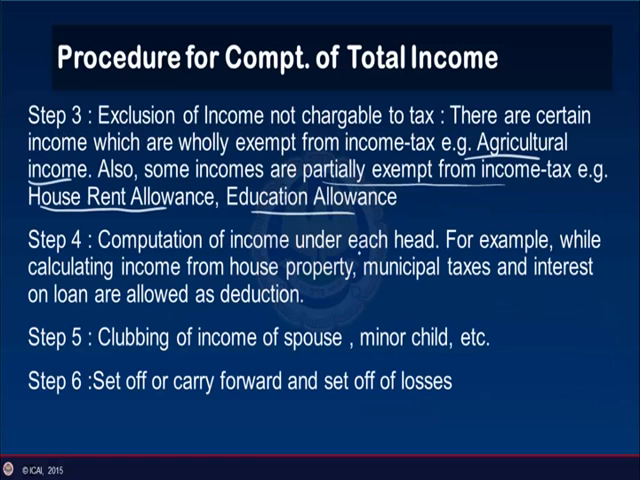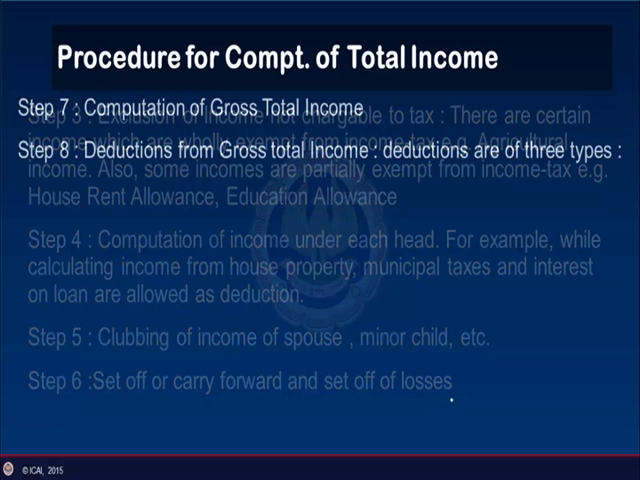Fifth point would be clubbing of income of spouse, minor child, etc. There are cases wherein people try to avoid tax by giving the income to their spouses and minor children. In this case, the AO has the power to check whether this has been done or not and then deduct or add it across for the assessee. Step 6, set off or carry forward of losses. In this case, there can be examples wherein we can add or deduct the losses on profit from different heads as per the regulations given by the income tax.